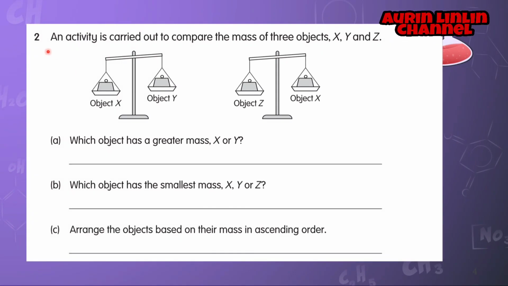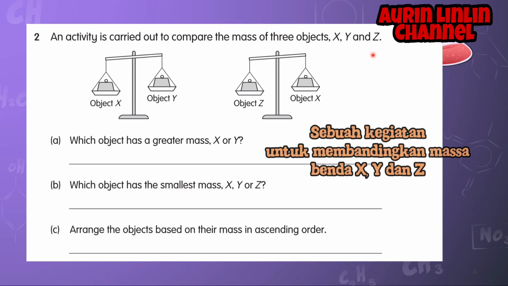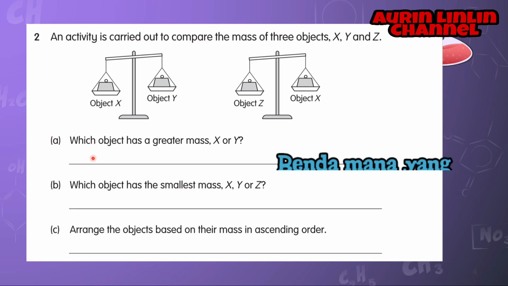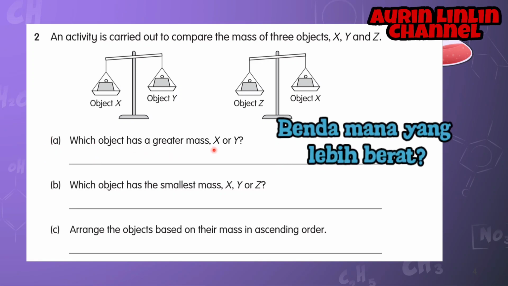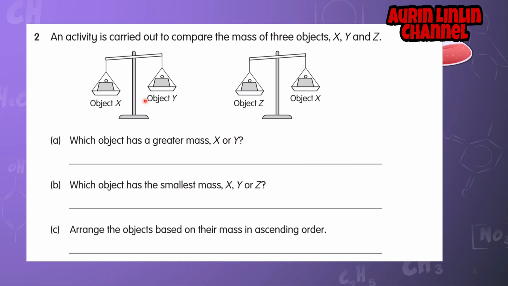Next question. An activity is carried out to compare the mass of 3 objects, X, Y, and Z. Look at the picture. From the picture, let's answer the question. Question A. Which object has a greater mass, X or Y? And the answer is X has a greater mass.